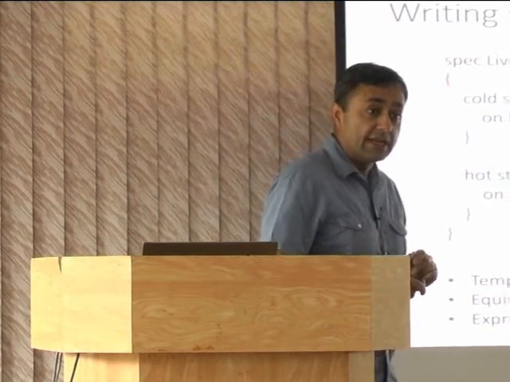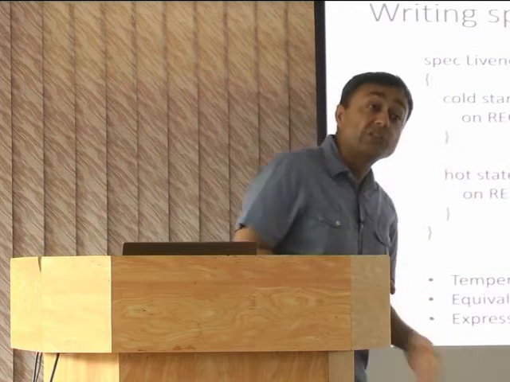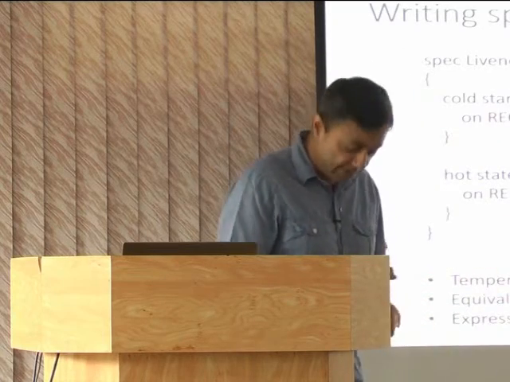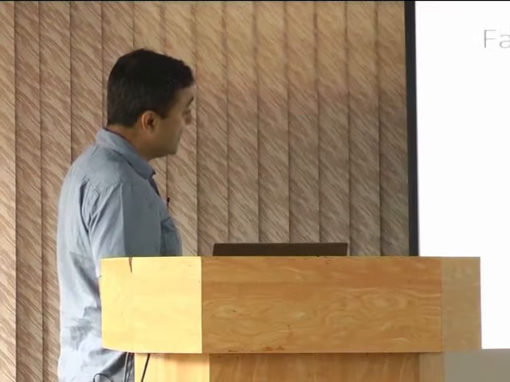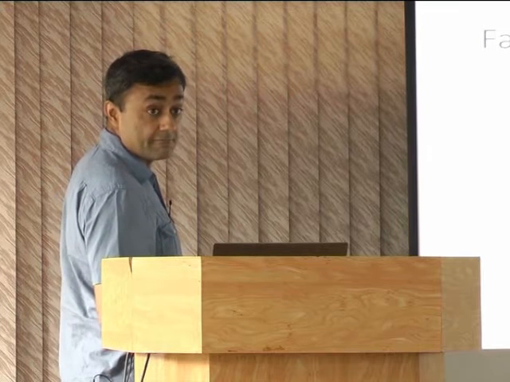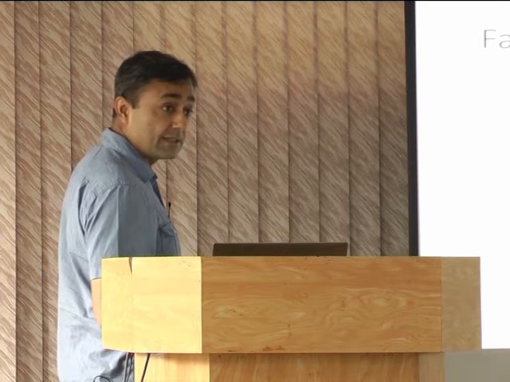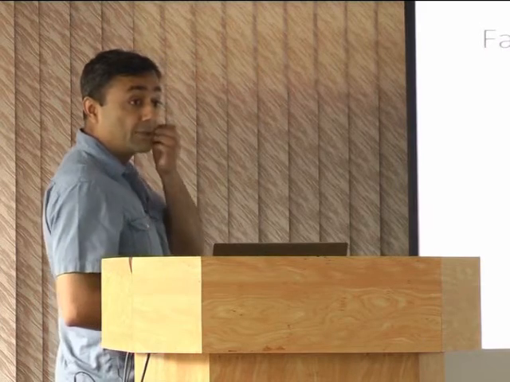It turns out that there's a notion of fairness constraints, and in order to distinguish good from bad, you also have to pay attention to fairness constraints. So let me explain that using an example. So imagine that you have a machine A and a machine B. So machine A sends to machine B the request event. Okay? And then machine B, on receiving request, sends a response back to A.